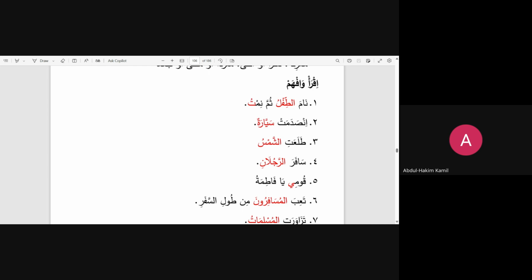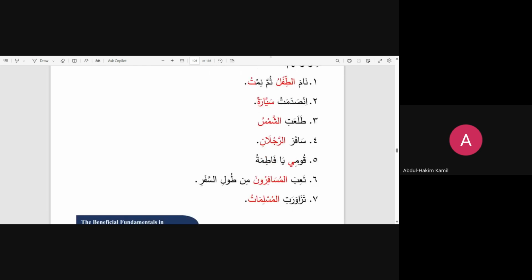Let's read one more before I make this statement. Tazawarat al-muslimatu. And I want the translation. I want you to get where your ishtiqaq is, where's your mushtaqat science? Where's your strength to derive? Tazawarat al-muslimat. They visited one another, from Zara Yazur. Okay.